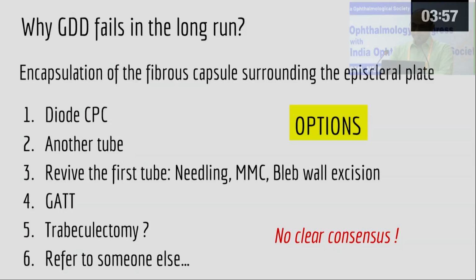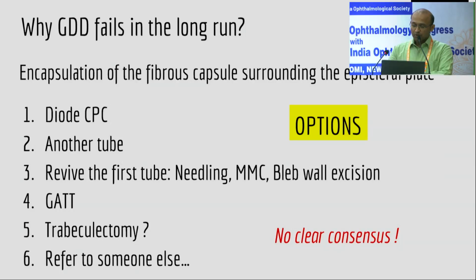So we all know why a GDD fails in the long run. It's mainly because of the encapsulation of the fibrous capsule surrounding the plate. We have already seen the options: diode, another tube, or we can just revive the first tube by needling or MMC injection, or as demonstrated, blood ball excision. Now we have the option of GAT also. If you have a spare conjunctiva, you can also try TRAP, or you can just refer to someone else.